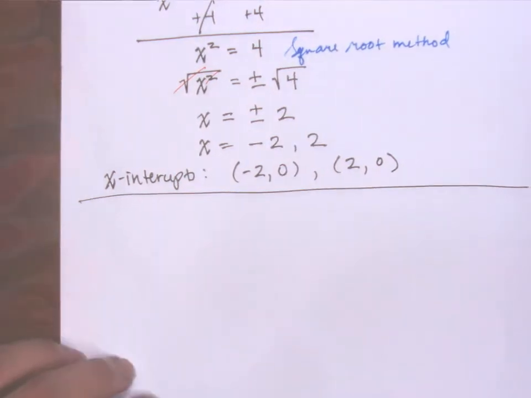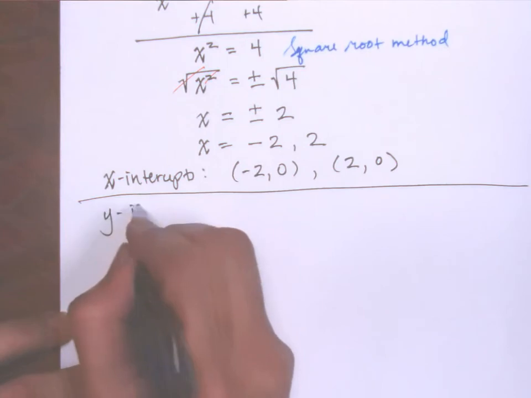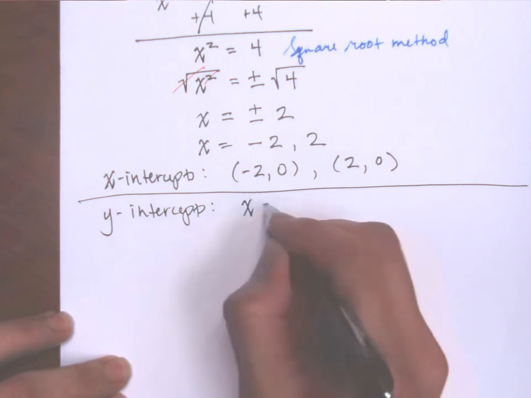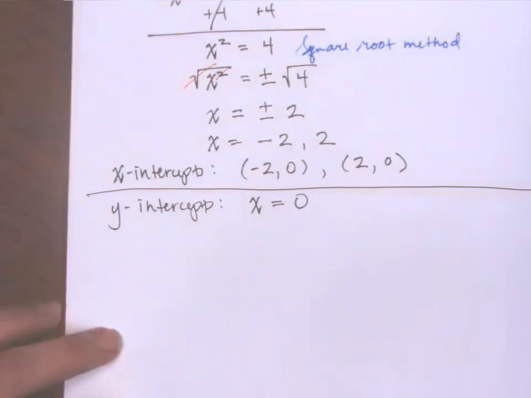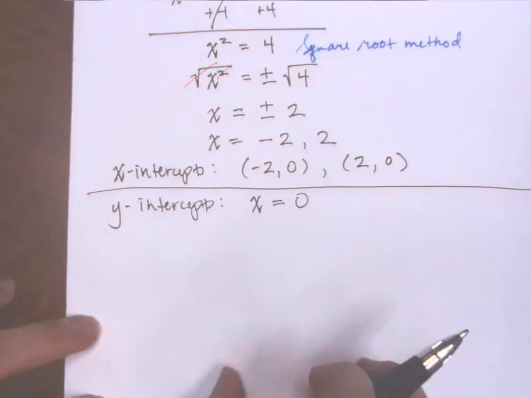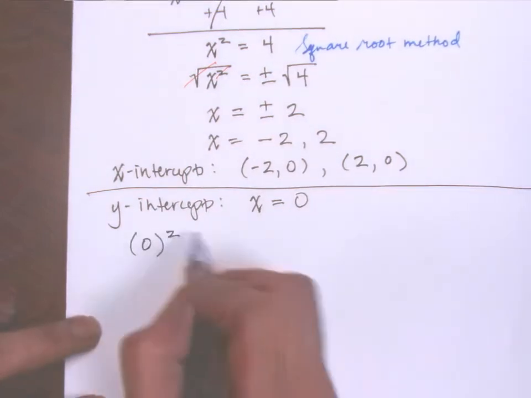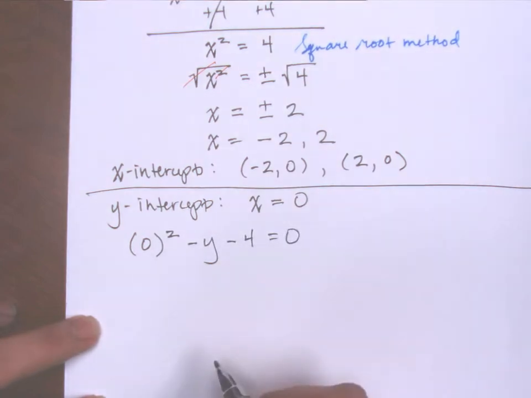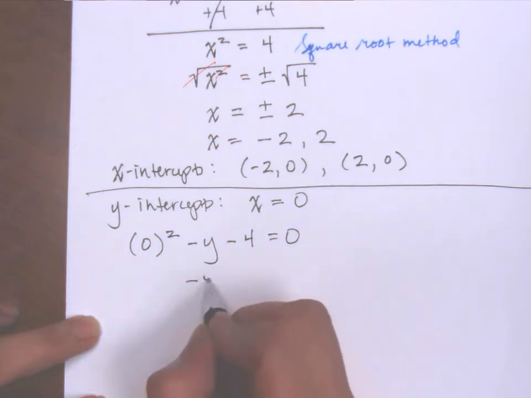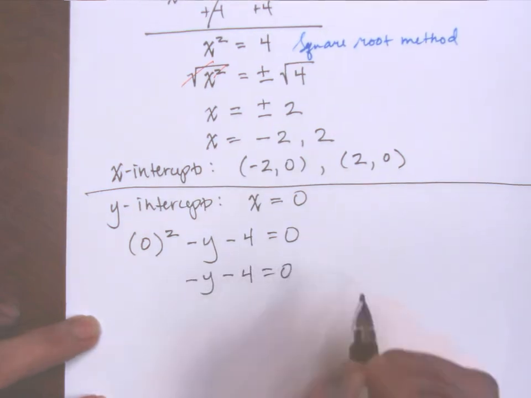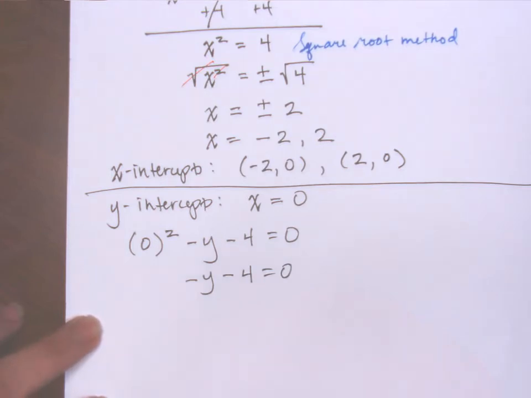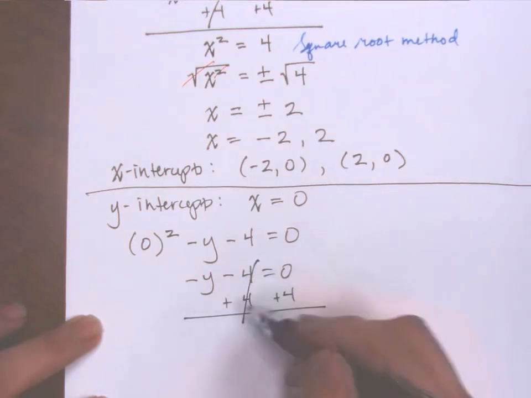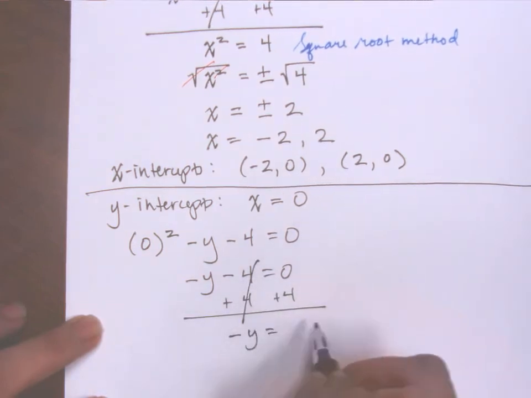We also want to look for our y-intercepts. For our y-intercepts, we want to take x and set that equal to 0. So in my equation, I now have 0 squared minus y minus 4 equals 0. Simplifying this, I get minus y minus 4 equals 0. I want to keep solving for y, so I'm going to add 4 to both sides. These add up to 0. Now I'm looking at negative y equals positive 4.